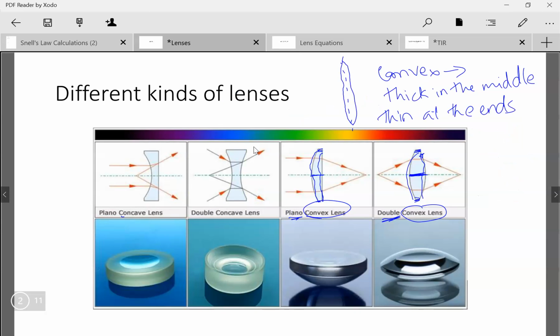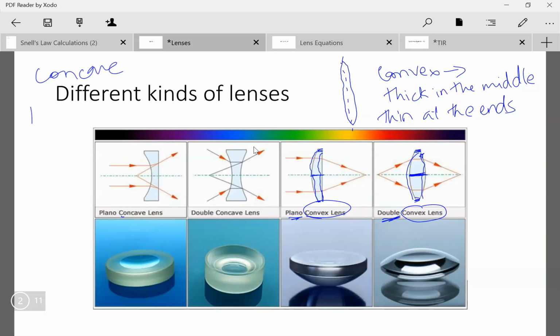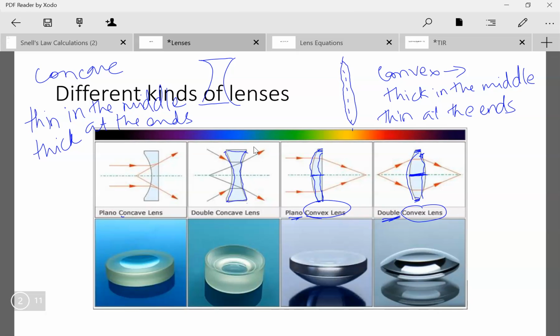Next is a concave lens, and you can guess where this is going. Concave lenses are thin in the middle and thick at the ends or edges. You can have a double concave lens, also called biconcave, formed from two sides that are caving in. Caved in, joined together, thin in the middle, thicker at the ends: double concave. We have a plano concave lens where one side is caved in and one side is plane, and again, thin in the middle, thick at the ends.